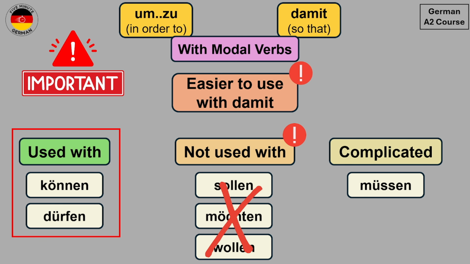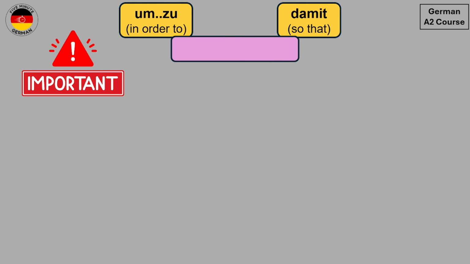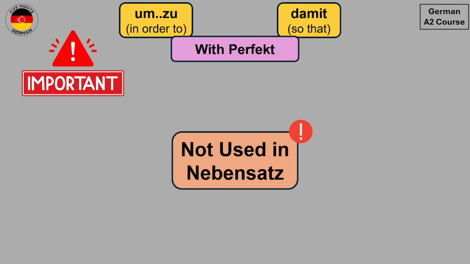So that's why I would suggest that if you are in the exam, then you use damit with the modal verbs können and dürfen. Now one more important point for um zu and damit is that we don't use the perfect form with um zu and damit in Nebensatz. This is because the perfect form is used for the past and we use um zu and damit to talk about a goal or a purpose which cannot be in the past. That's why you will not use um zu and damit with the perfect form.